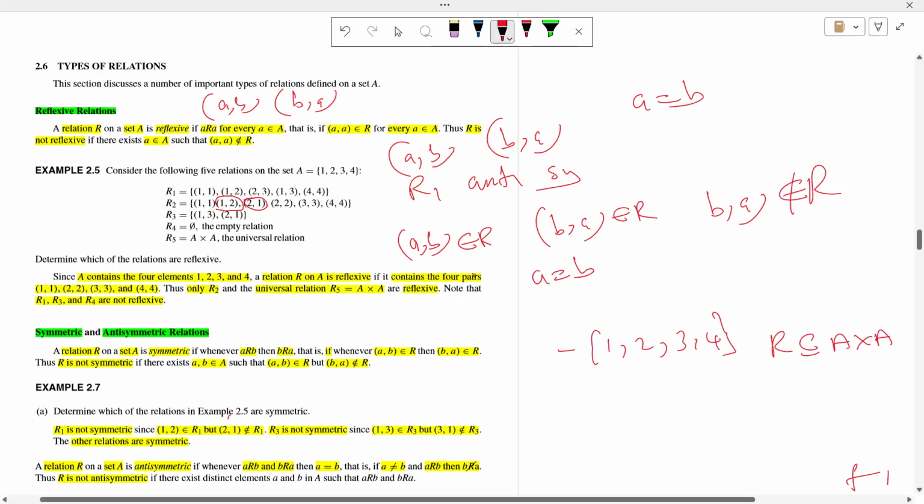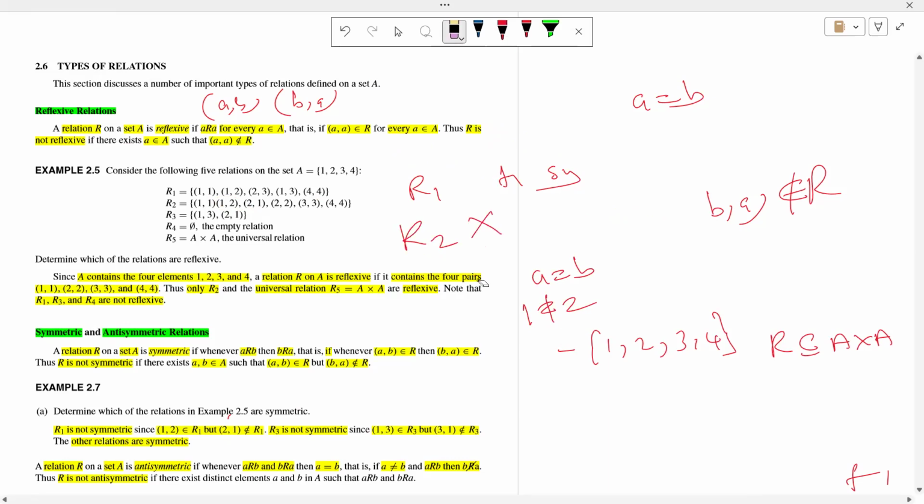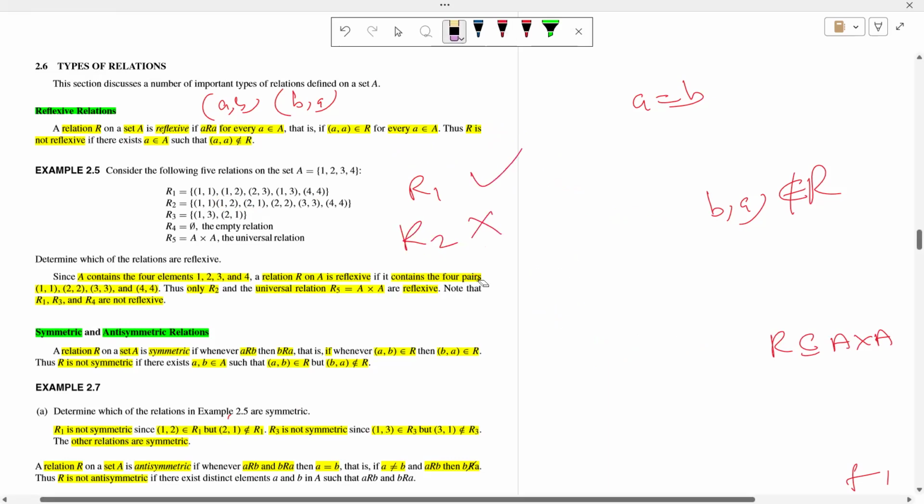Then only it is antisymmetric, right? But here, without a is equal to b, because 1 is not equal to 2, they are symmetric. Then we can say R2 is not antisymmetric. This is antisymmetric R1. R2 is not antisymmetric.